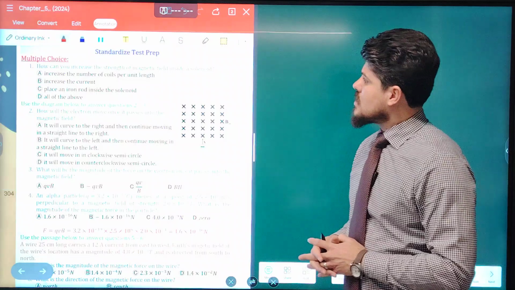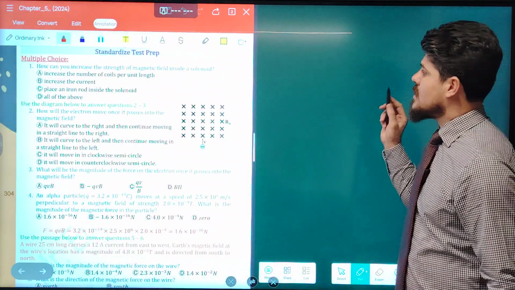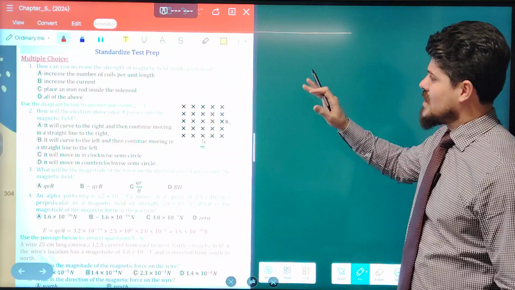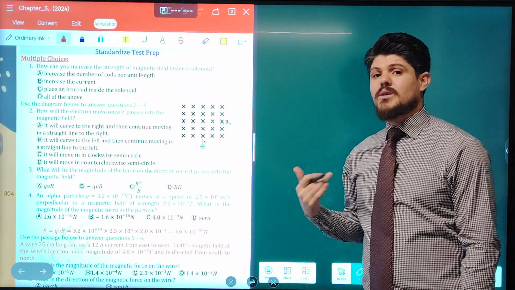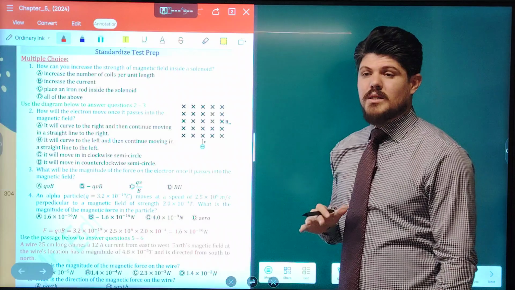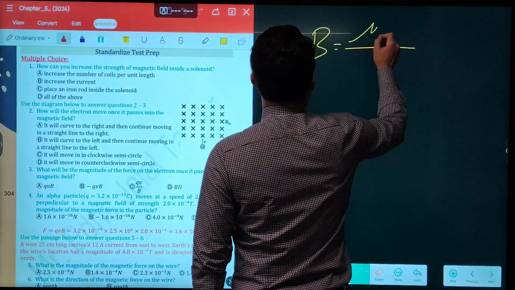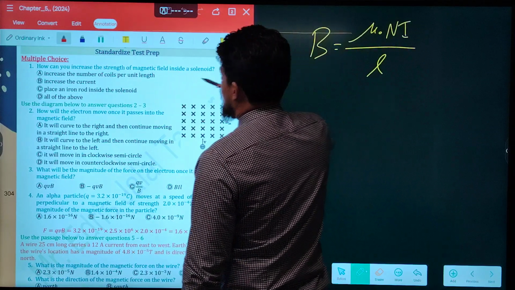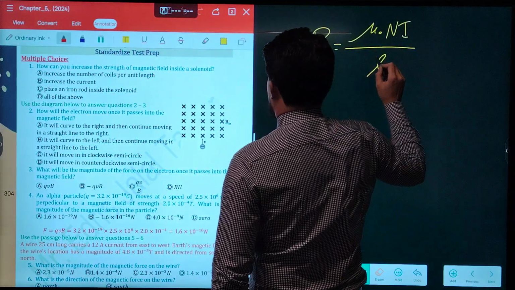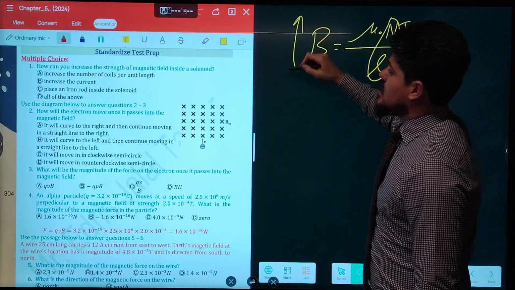How can you increase the strength of the magnetic field inside the solenoid? The smart student always uses the equation. By the equation, you can determine how to increase the magnetic field inside the solenoid. What is the equation of the solenoid? If you remember from section 2, we studied mu naught N I over L. A, increasing the number of coils per unit length, N over L. By increasing N over L, the magnetic field increases?